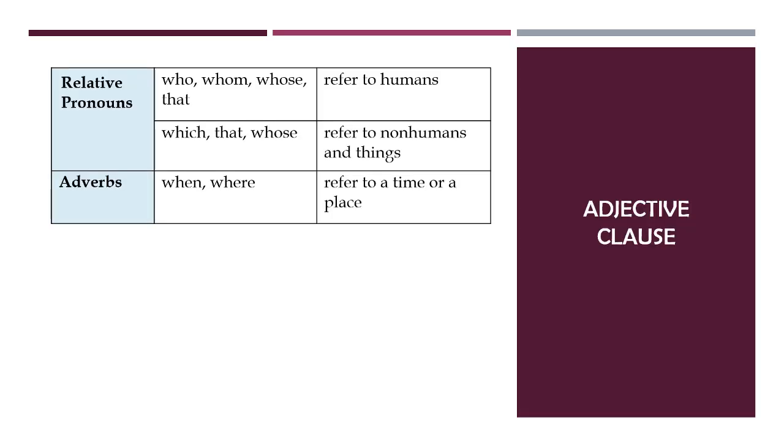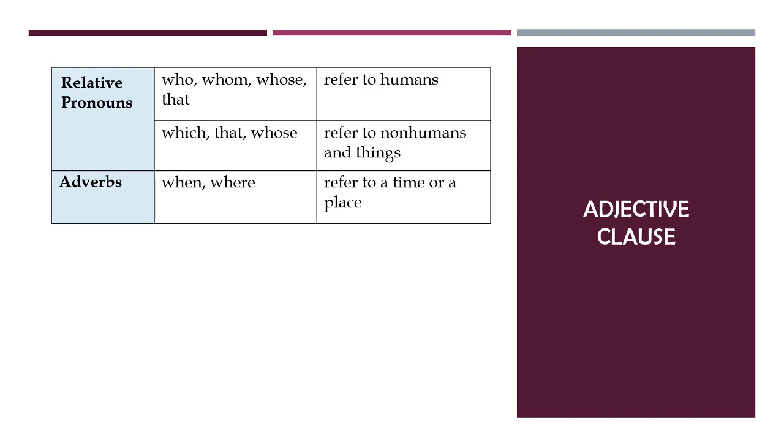In an adjective clause, there are some relative pronouns that are used to connect the antecedent, or the noun or pronoun that is described by the adjective clause. Those relative pronouns are who, whom, whose, that for humans, and which, that, whose for non-humans and things.